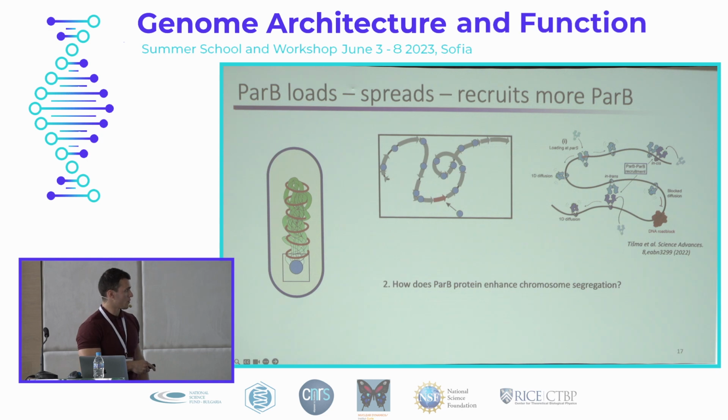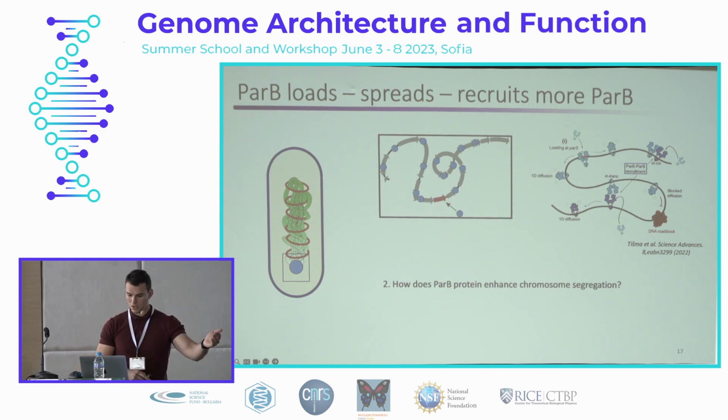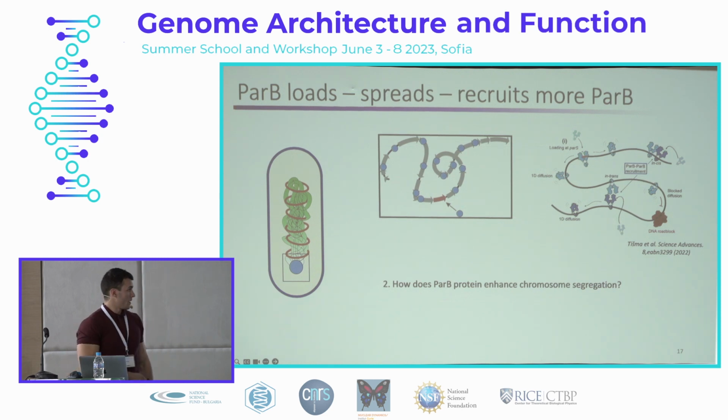So if the roadblock is within this loop, it would basically cross the roadblock and just not care, and then recruit everywhere. Which brings us to the second question: how does this behavior actually enhance chromosome segregation? It can load in these high numbers at a single site, but why?